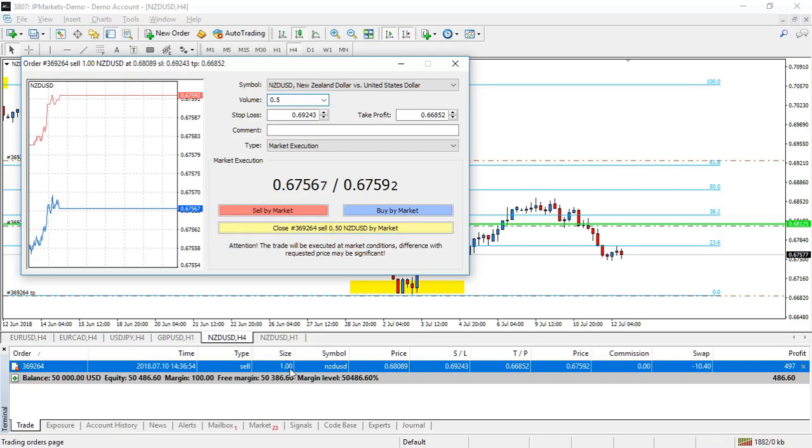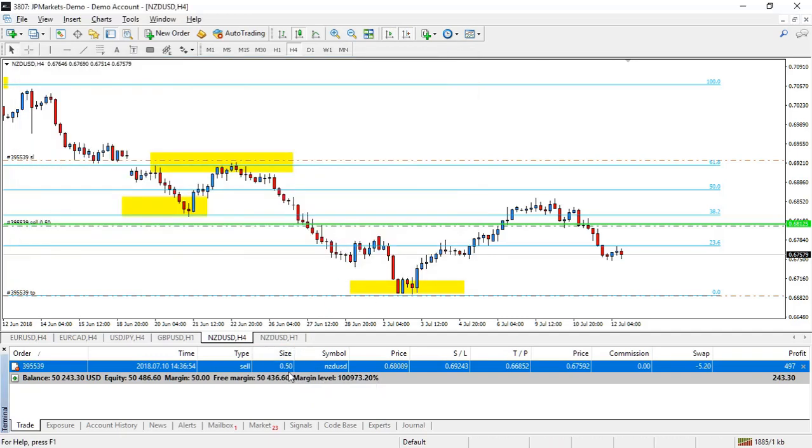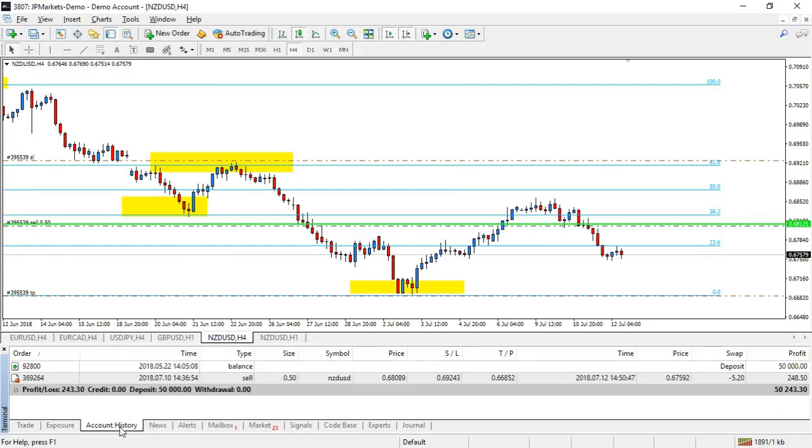So take note of the size here at the bottom. You see it says 1.0. This means I'm in the trade for one full lot. I'm going to close off half of the trade. And now you see that half is left. So we're still in that many pips of profit, but we've now halved the amount of profit on the existing trade. But don't worry, if you look at account history, you'll see that we have banked that money.